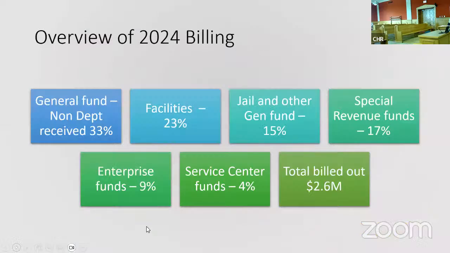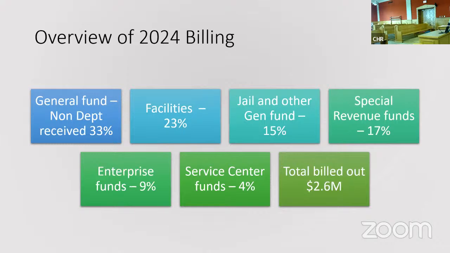So the current allocation that I did for 2024, and this is the spread, it looks a little bit different than the previous one in 23. General fund non-departmental is now receiving 33% of the bill. Facilities, 23%. Jail and other funds, 15%, where before they were getting over 20%. Special revenue funds is about the same, 17%. Enterprise, not significantly different, 9%. And then service center, 4%, just like before.